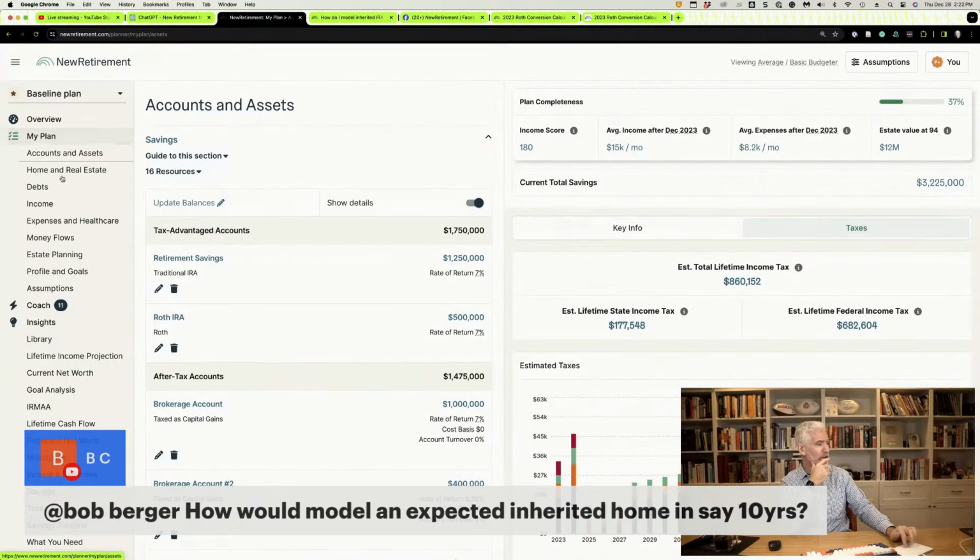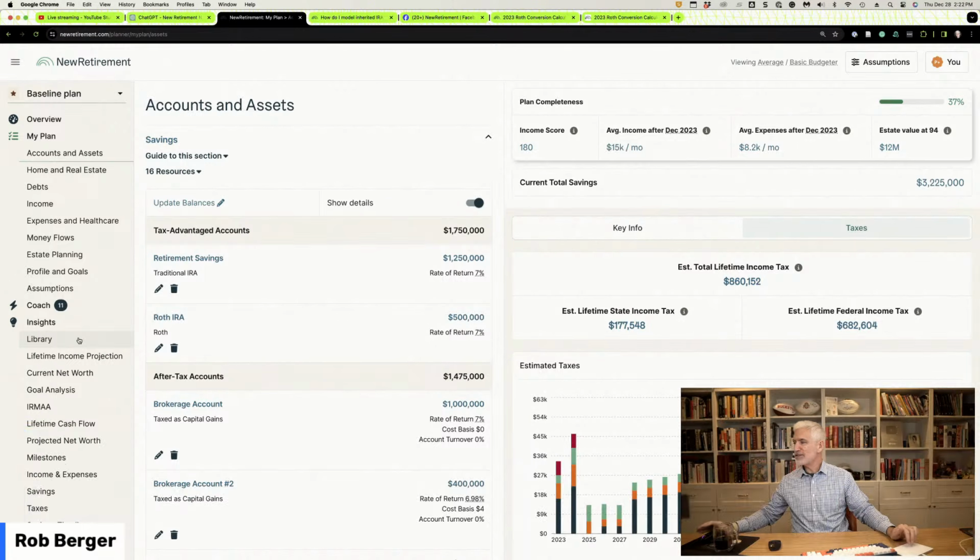Okay, one way to do it. So the thing about inheriting property, I'm assuming you're going to get stepped up basis, meaning if you inherit a $500,000 property, the tax basis becomes $500,000. And there's no taxes that get triggered. Normally when money comes into your life, you earn it, whether it's from a job or an investment, there's some tax implications. And there obviously can be some pretty significant estate tax considerations. But I'm assuming you're not inheriting a $100 million property, and whatever it is, there are no taxes. It's not triggering any taxes.